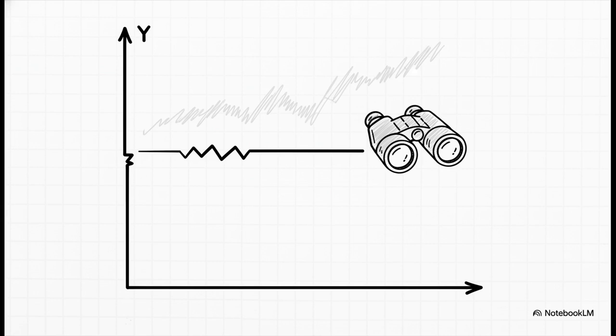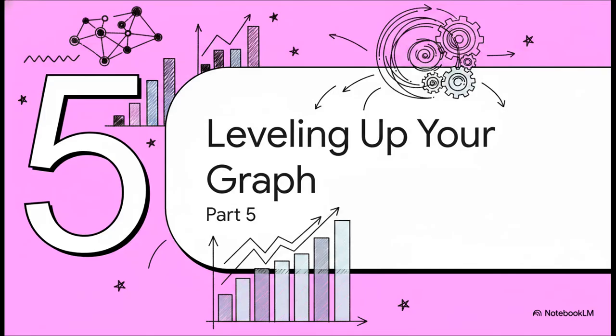If there's a huge gap between 0 and your lowest number, you basically break the y-axis. You visually show a skip in the numbers, and you start the visible scale much closer to your actual data. It's a smart little trick that prevents that giant empty space while still keeping the structure honest. And finally, part 5, leveling up your graph.